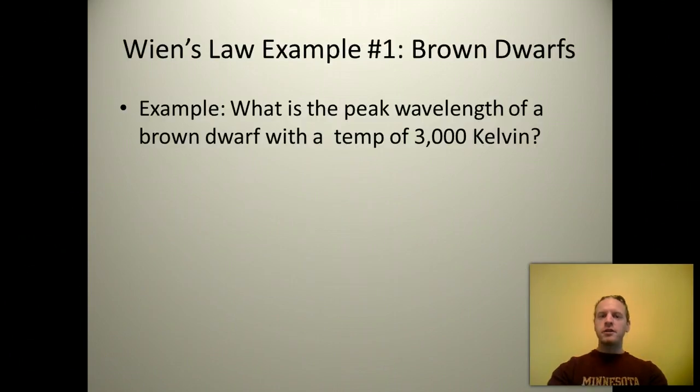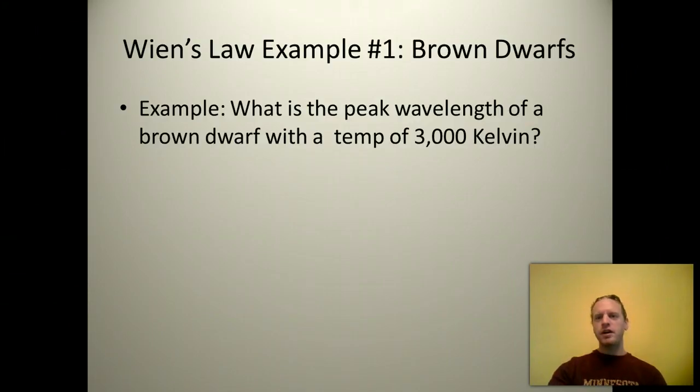So let's do some examples here. Let's look at a brown dwarf star. We'll talk a little bit more about what a brown dwarf is later in the semester, but the thing that you need to know about brown dwarfs is that they're cooler stars. They never quite got hot enough to become real stars. And so we happen to know, and I will explain how we know this, that brown dwarfs have a temperature of about 3,000 Kelvin. That's a little bit less than 5,500 Fahrenheit or so.